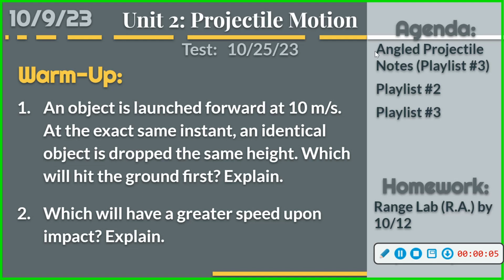So warm up here. An object is launched forward at 10 meters per second. At the exact same instant, an identical object is dropped at the same height. Which will hit the ground first? Explain. Y'all know the answer to that one. They both hit the ground at the same time. Same time, same bat channel, right?